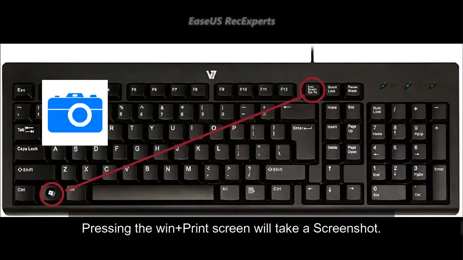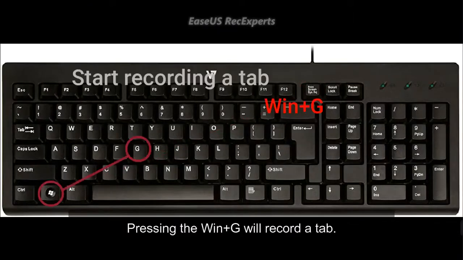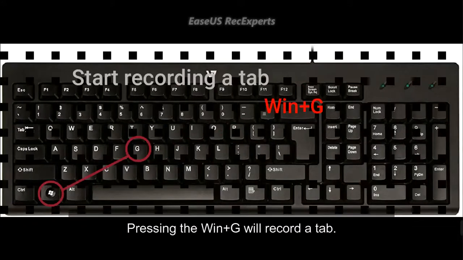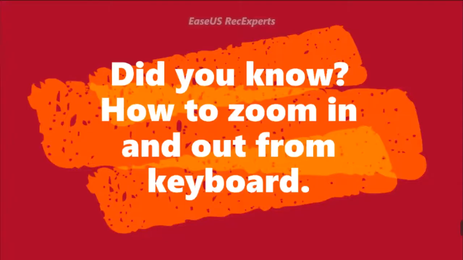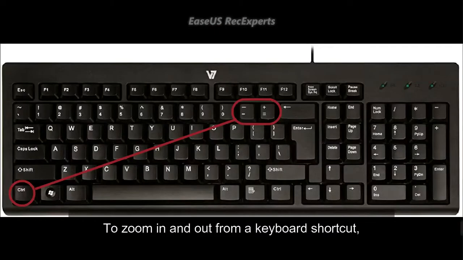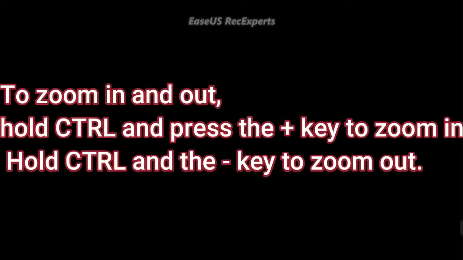Pressing the Windows plus Print key will take a screenshot, and pressing Windows plus G will record a tab. So, how will you zoom in and out from a keyboard shortcut? To zoom in and out with a keyboard shortcut, hold Ctrl and press the plus key to zoom in. Hold Ctrl and the minus key to zoom out.